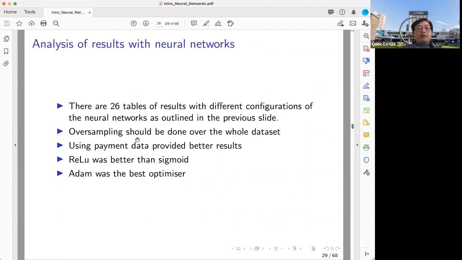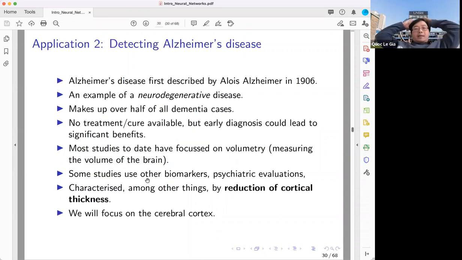Essentially, the conclusion is that oversampling has to be done over the whole data set before you apply the learning. And then using ReLU gives better results, and ADAM is the best optimizer.